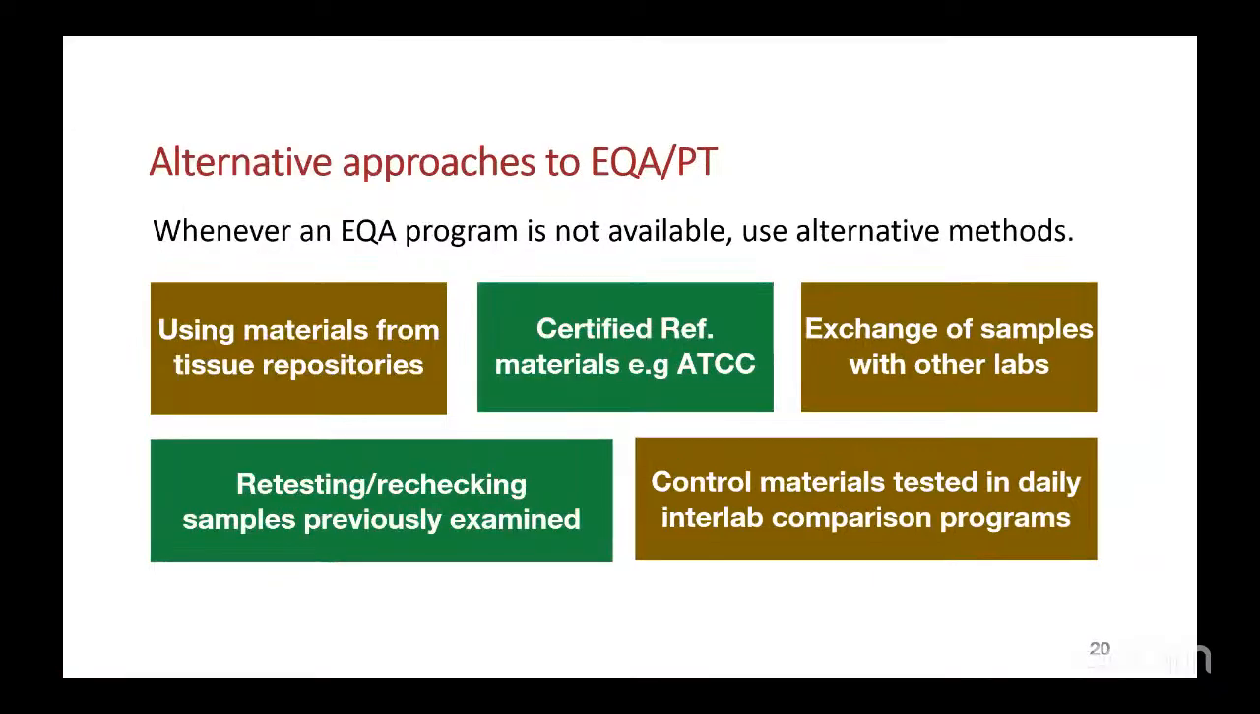Now, alternative approaches to EQA and PT. Whenever an EQA program is not available, use an alternative method. Someone may say, my lab cannot subscribe to an EQA program because it's too expensive. Then you can use alternative methods: materials from a tissue repository, certified reference material like ATCC, exchange of samples with other labs, which is a form of interlab comparison, but you have to document it. Also retesting and rechecking, control material testing, and a daily interlab comparison program. These are programs you can use as alternatives if you cannot have an EQA program.